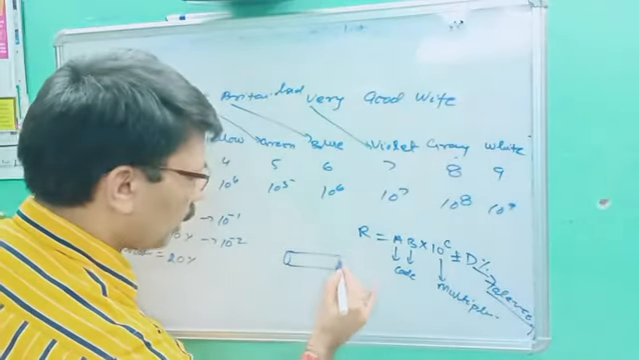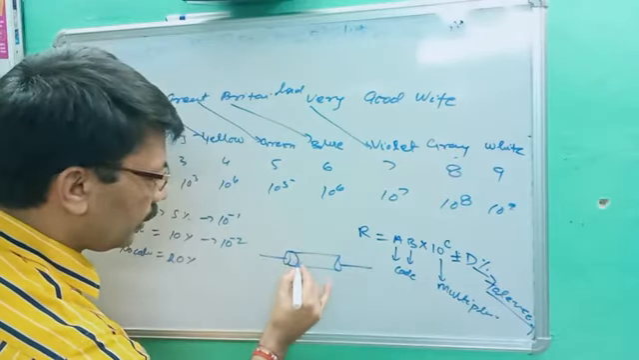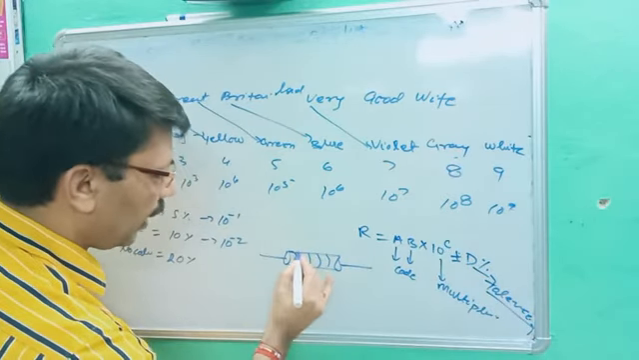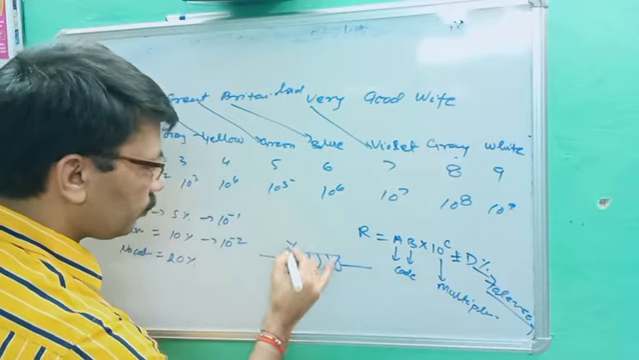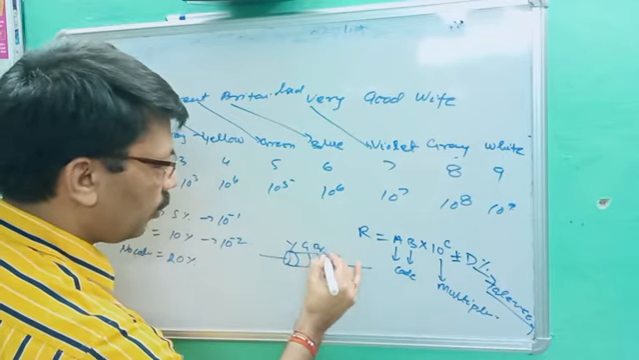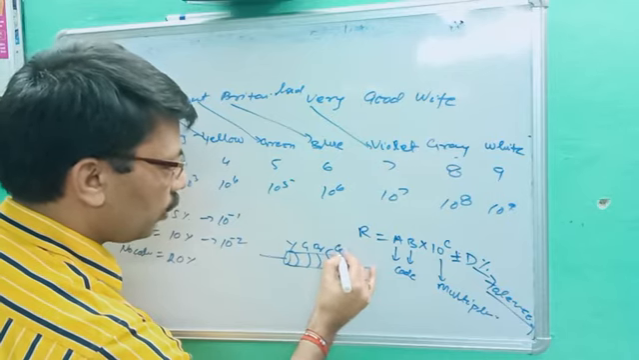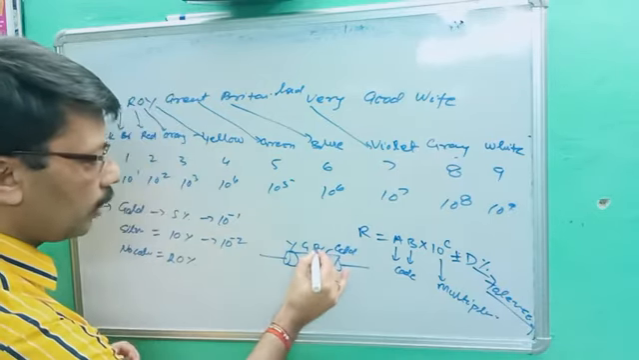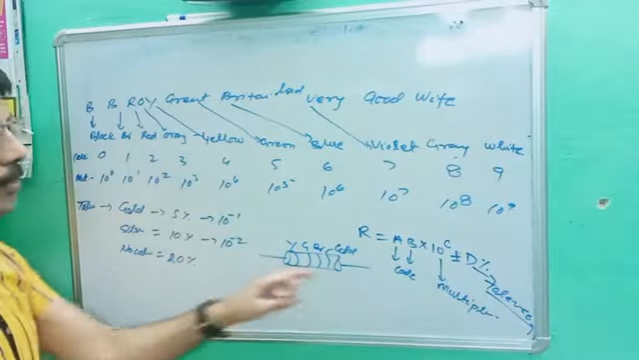Let's suppose this is the carbon resistance and its color is given like this, 4 color lines. Let's suppose the first color is yellow, the second is green, the third color is brown, and the fourth color is gold. That is the question given to you, and I ask, find the value of this carbon resistance.